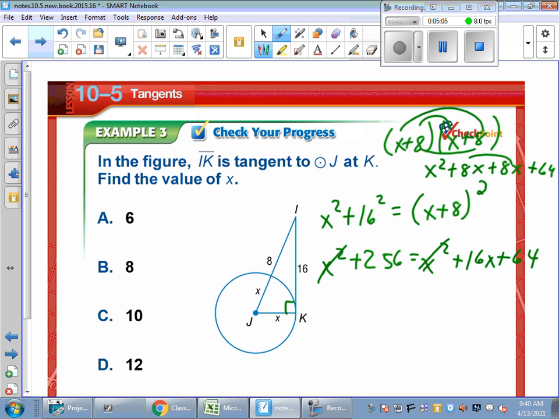You subtract those out. So you have 16x over here. You subtract the 64 over, and that gives us 192. You divide both sides by 16. Final answer, you get x to be 12. Final answer, x is 12.